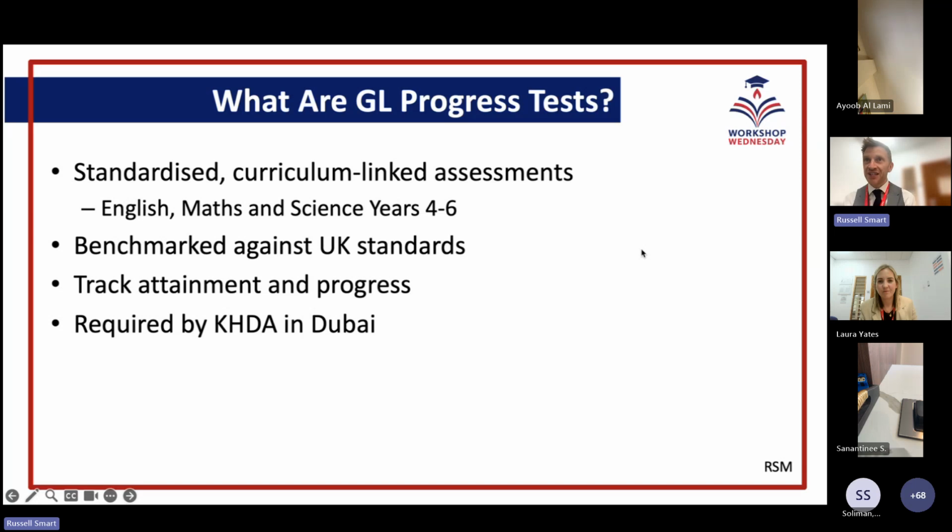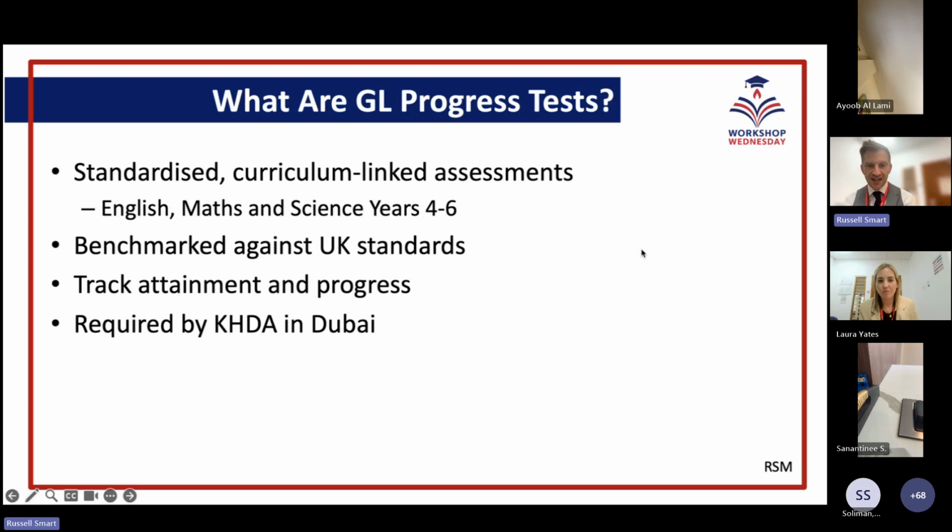They're benchmarked against UK standards. What that means basically is that it is covering the UK curriculum. So everything that your child has already covered this academic year will be tested. There won't be anything new or anything different or anything to try and catch them out. It's covering the UK curriculum. It also means if you're going back to the UK or have plans to change to a British school elsewhere in the world, you can take this assessment with you, and it's a recognised assessment there.